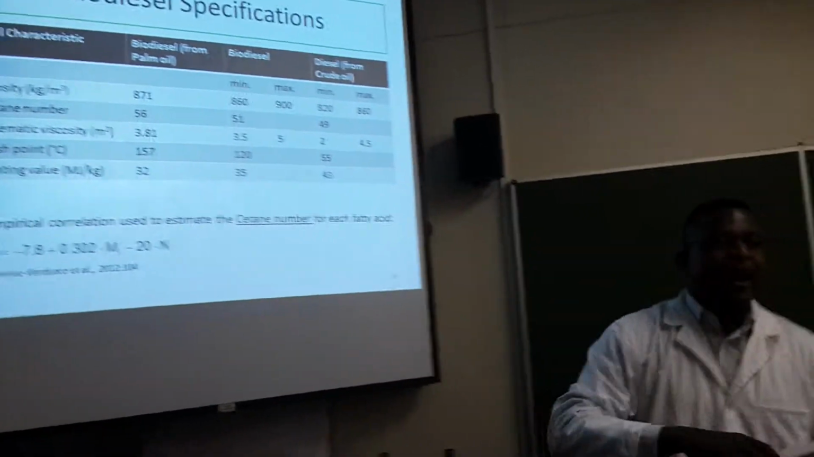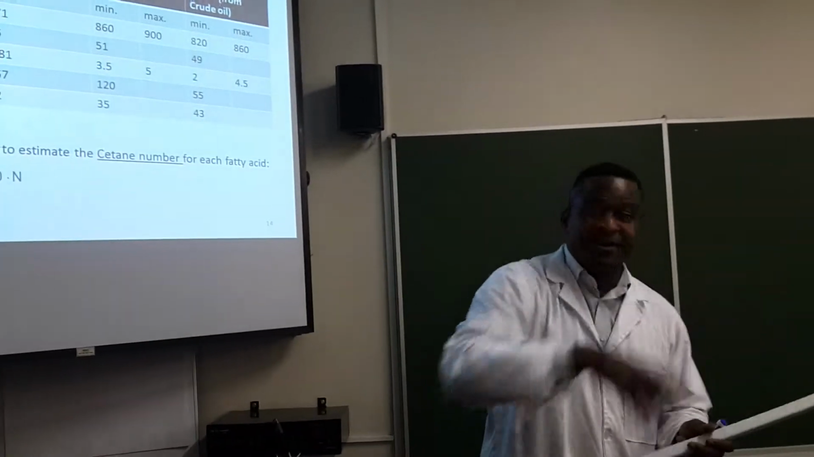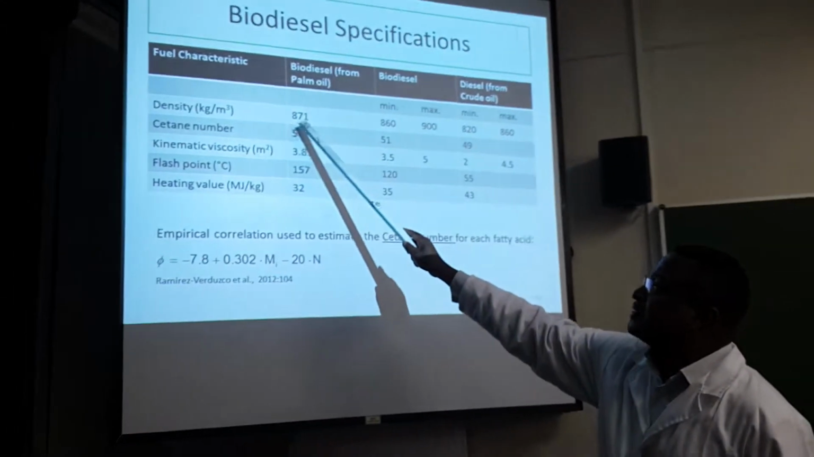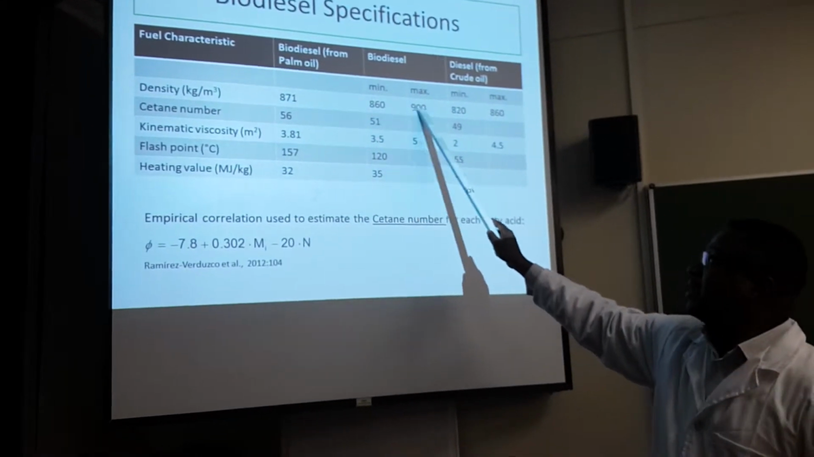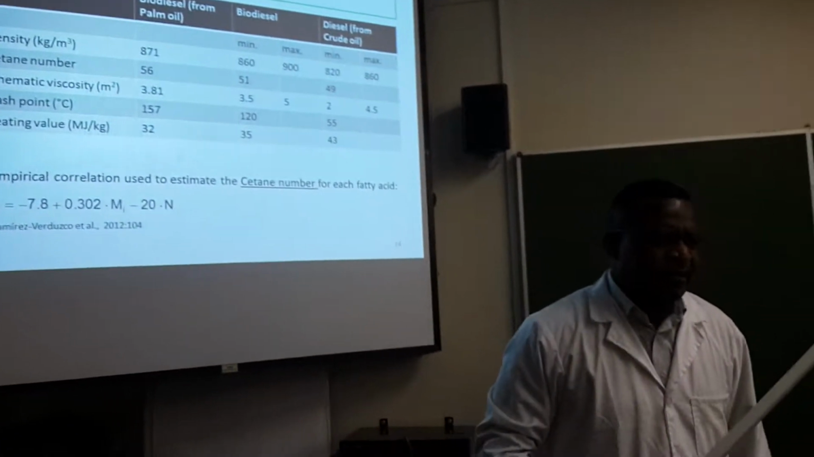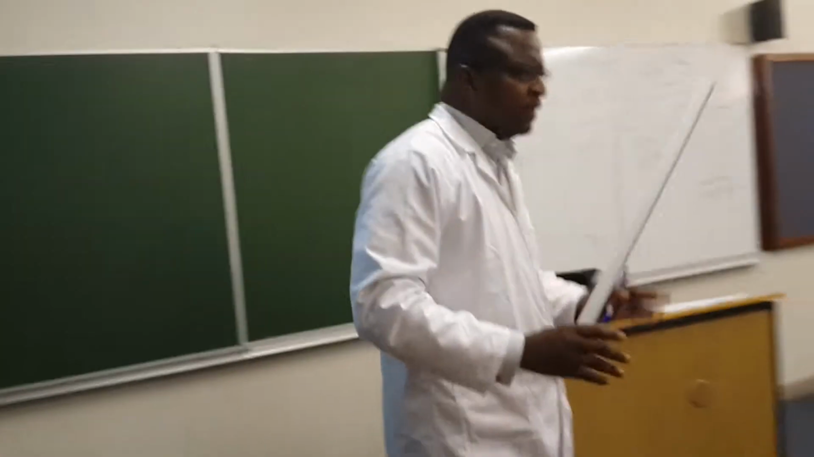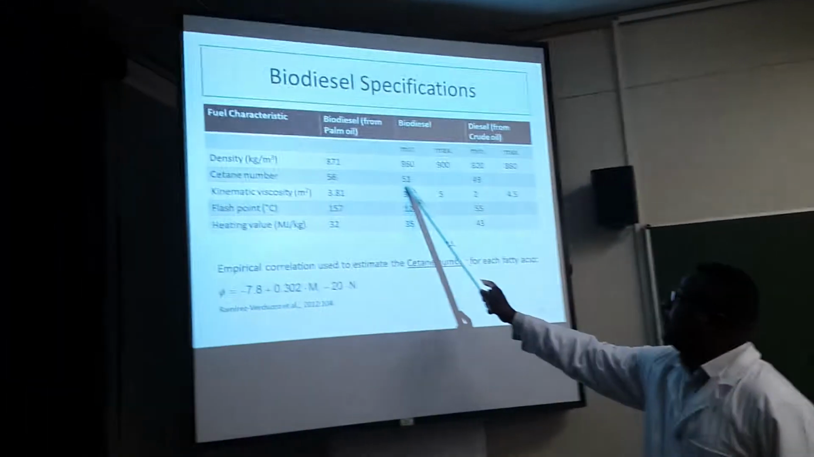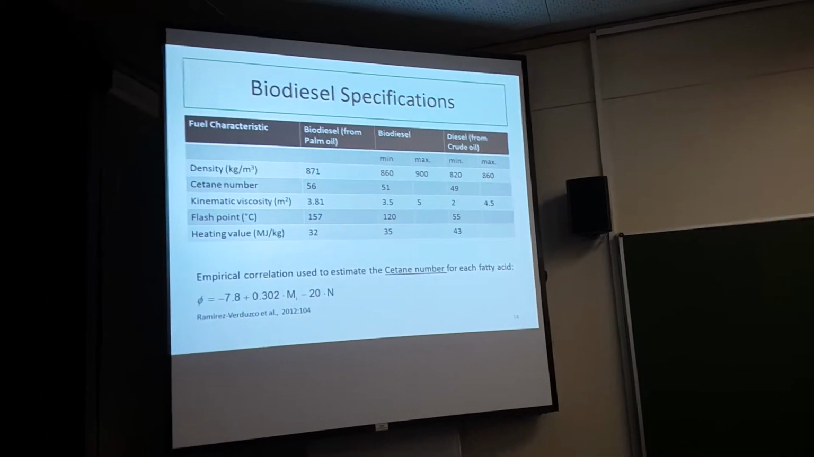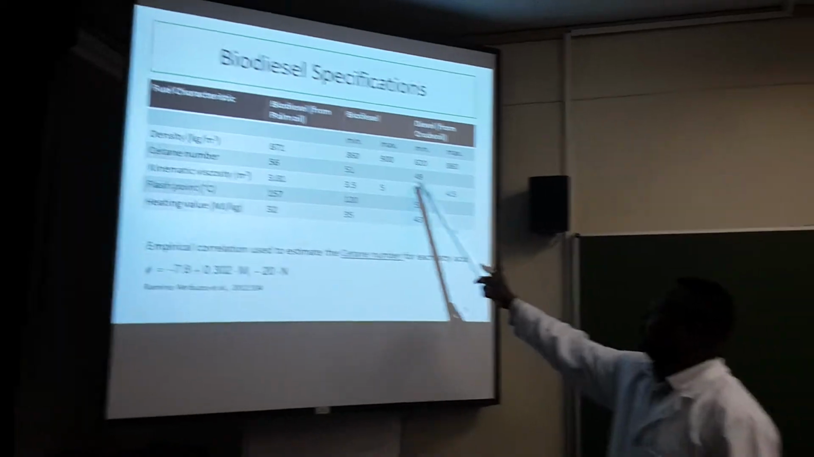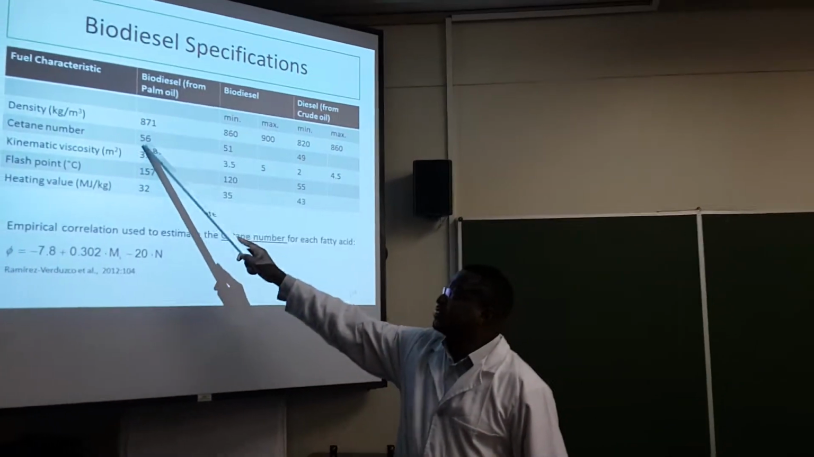And after analyzing our biodiesel, the density we got is 871. The minimum is supposed to be 860 and the maximum 900. What does it mean? It's falling in between. Is it okay? For the cetane number, the minimum is supposed to be 51. The current diesel, the one sold in the station, is 49. Ours is 56. What does it mean?